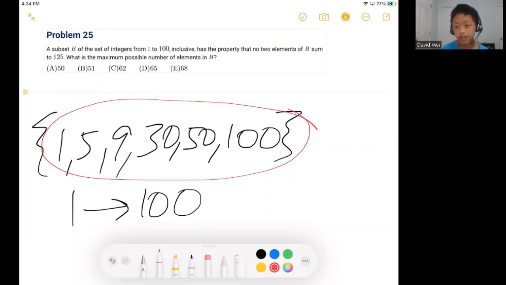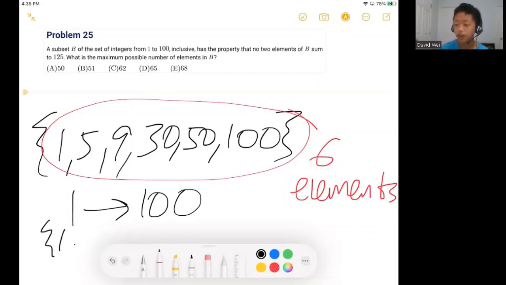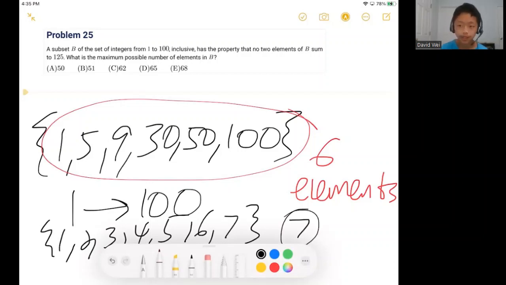But the question wants us to find the largest possible set that we can make with these rules, because clearly we can do better. In this case we have 6 elements, but we can do better than 6. Like 1, 2, 3, 4, 5, 6, 7. This includes 7 elements, and clearly this also has the property that no two of the elements have a sum of 125, which satisfies the conditions. But we want to find the maximum possible number of elements we can put into the set in order to satisfy the condition that no two of the elements have a sum of 125.